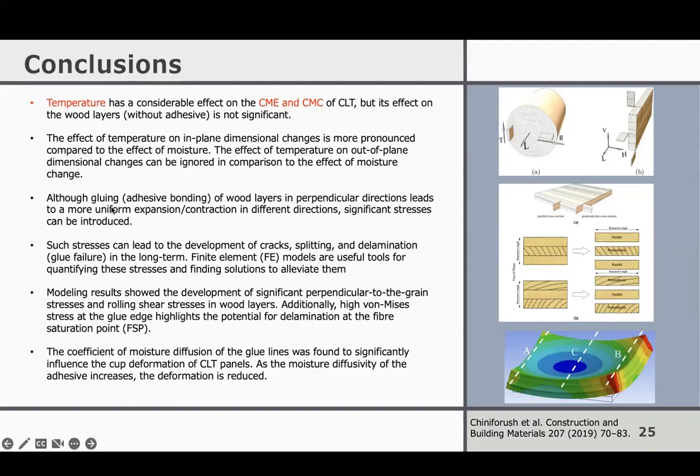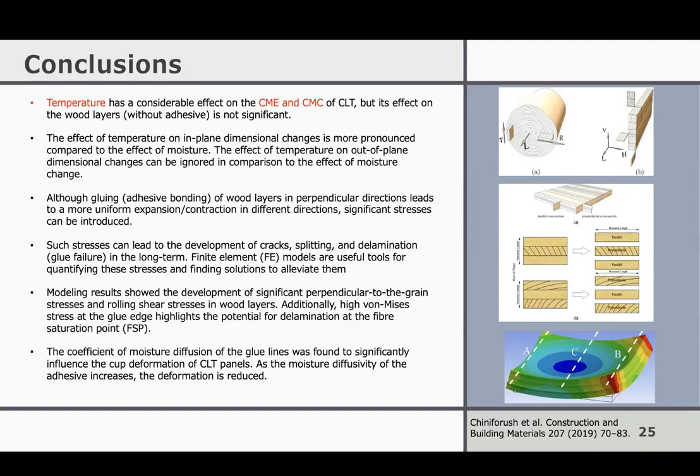Although gluing or adhesive bonding of wood layers in perpendicular directions leads to a more uniform expansion and contraction, significant stresses can be introduced because different layers expand at different rates. That creates some significant stresses. And we show that the magnitude of those stresses is quite significant, and they can lead to cracks, splitting, delamination, which we call glue failure. In the future, when we have a suddenly humid day after a dry day, and with this climate crisis we have, that's possible, we can use finite element to optimize our product even more.